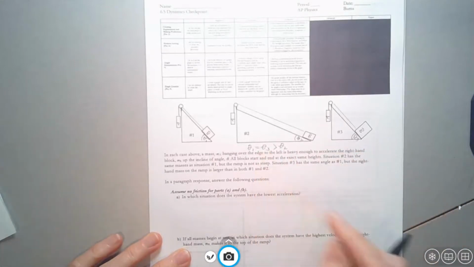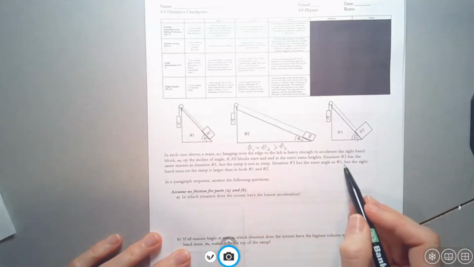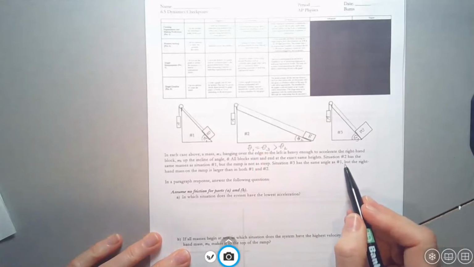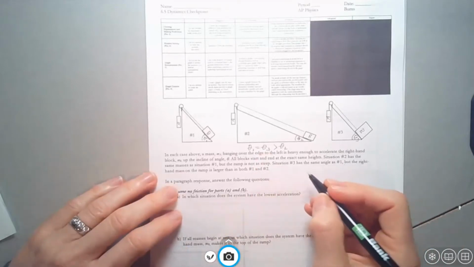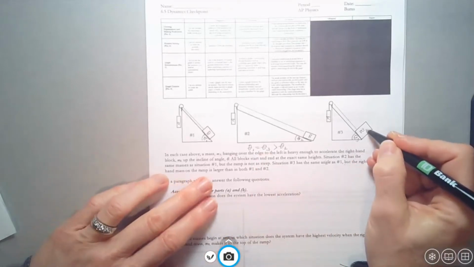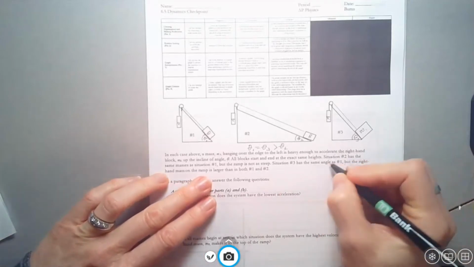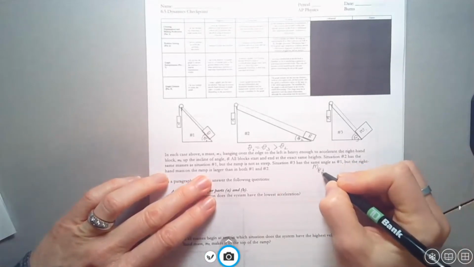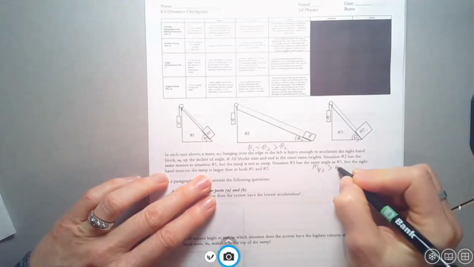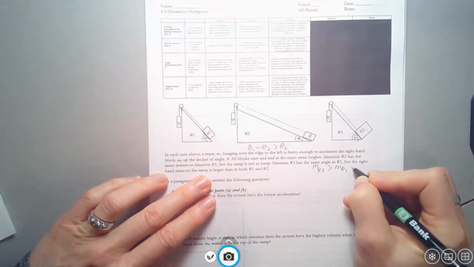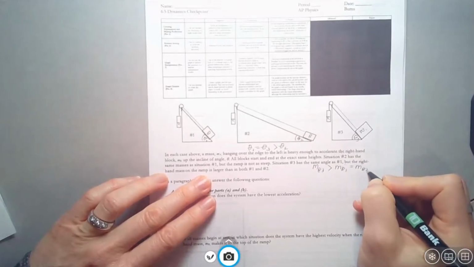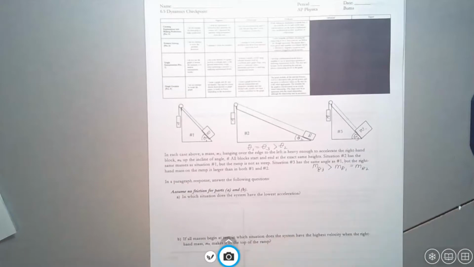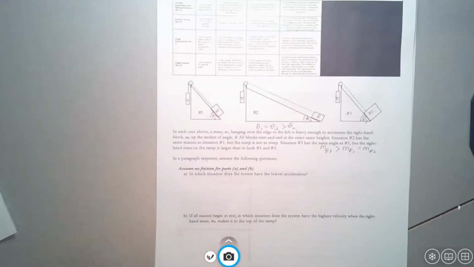So I'm kind of noting down the information, and then they say that the right-hand mass here is larger in this situation. So MB in number 3 is greater than MB1, which is the same as MB2. So these are some of the givens that are here. So the first thing, in which situation does the system have the lowest acceleration?